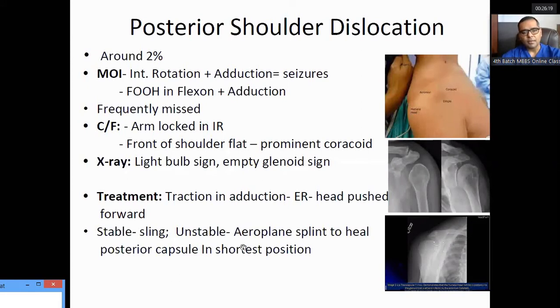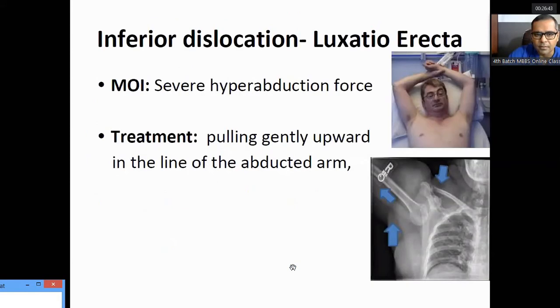In unstable cases, an aeroplane splint is used to heal the posterior capsule in the shortest position. In this position we can place the patient in the splint, in this abduction, external rotation position. This is the aeroplane splint, so that the posterior capsule gets healed in the shortest position, so that the capsular ring is filled up, healed, and avoids recurrent dislocation, which is very rare.